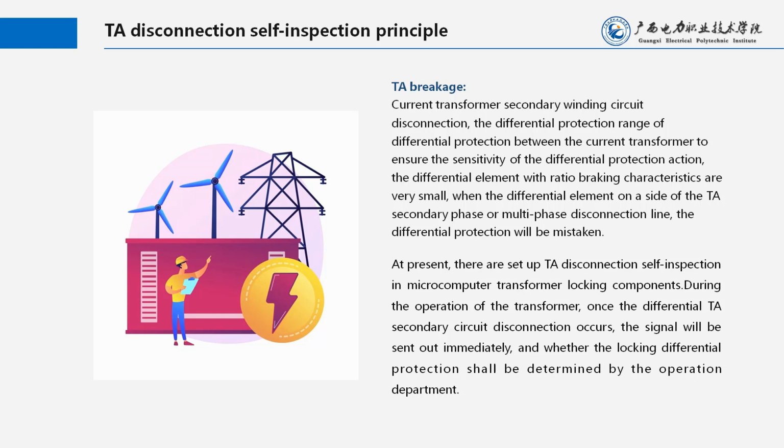be mistaken. At present, TA disconnection self-inspection is set up in microcomputer transformer locking components. During the operation of the transformer, once the differential TA secondary circuit disconnection occurs, the signal will be sent out immediately, and whether to lock the differential protection shall be determined by the operation department.